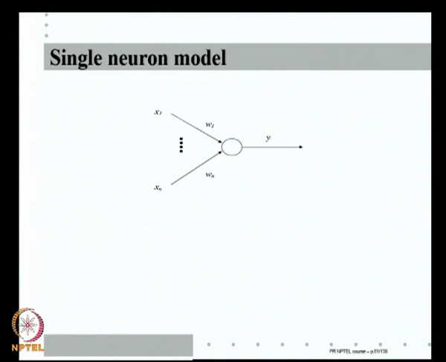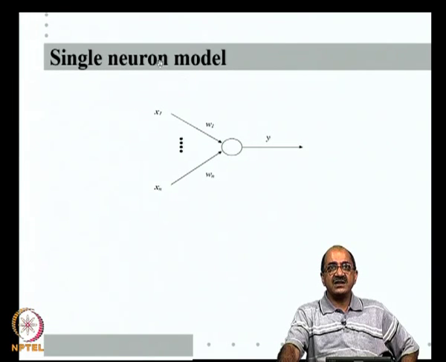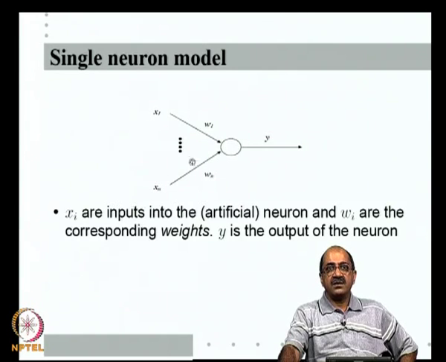These models we have already seen actually. We can think of a single neuron model like this. There are many inputs, say x1 to xn. Each input is connected to the neuron through some synapse. So, that interconnection has a weight, so called Wi, and y is the output of the neuron.